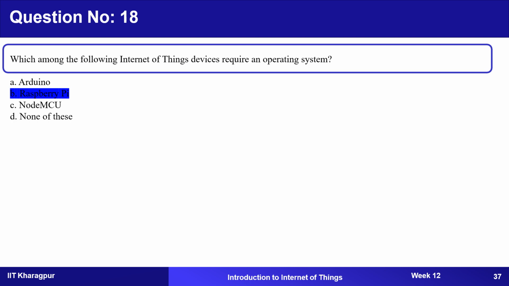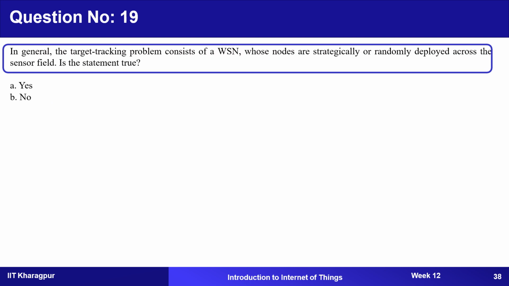Exactly. Yeah. Next question is, in general, the target tracking problem consists of a WSN whose nodes are strategically or randomly deployed across the sensor field. Is this statement true or not? True. Yes. Okay. Anyone else? Yes, ma'am. Others also please reply. Yes, ma'am, A.